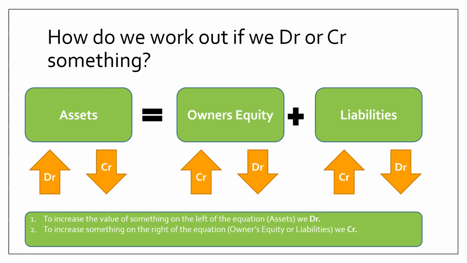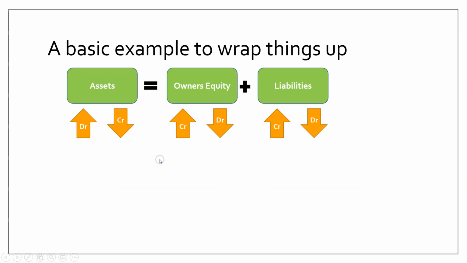So if you remember those two things, then you can work out the opposites because, if you increase something by credit, the opposite is you decrease something by debiting. So if you just remember assets on the left of the equation, I debit to increase, and anything on the right of the equation, I credit to increase, you can easily work out the opposites when you need to.